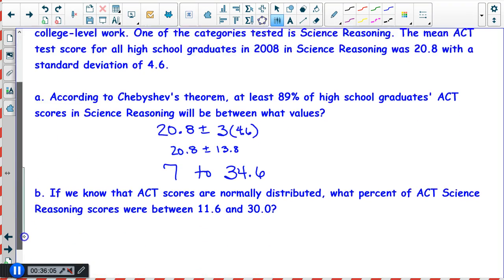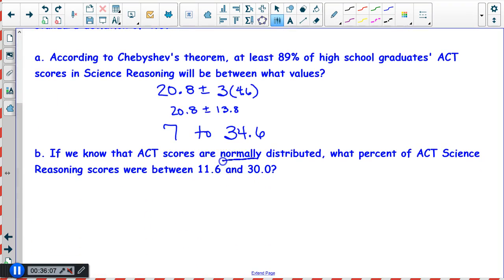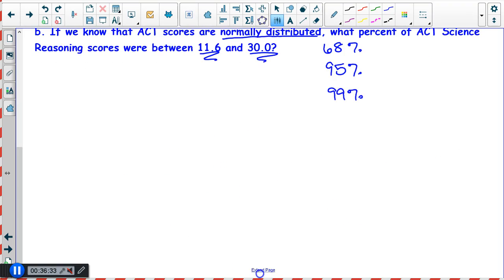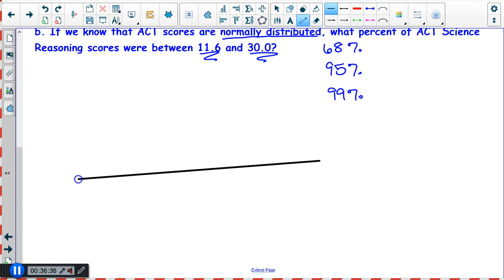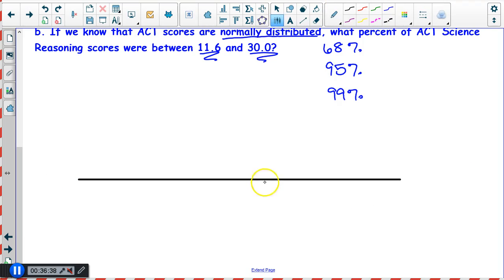All right, if we know the ACT scores are normally distributed, what numbers should you be saying in your head right now for normally? 68, 95, and then 99. So what percent of ACT scores are between 11.6 and 30? Well, first of all, are those numbers perfect, or do you have to convert them to z-scores? Yeah, you have to add 0.8. So let's look. What's the mean? 20.8. Is he right? Yeah. Good. It's not that I doubt you.